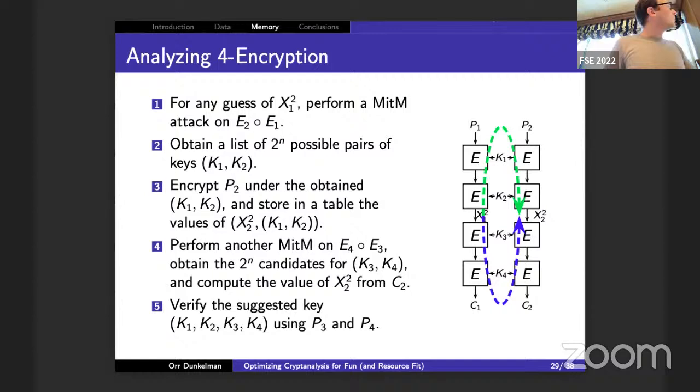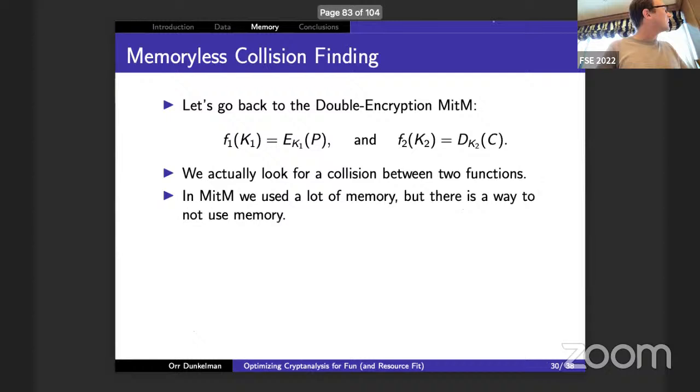Of course, there are extensions of this idea, and you can do the dissection 7-4-1, which is also useful for 7-round encryption. And we can do many cool things, including incorporating the parallel collision search, which we'll discuss a bit later. So now let's go to the memoryless case of double encryption.